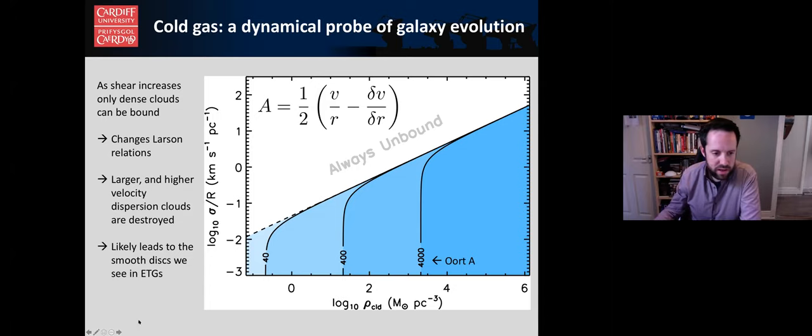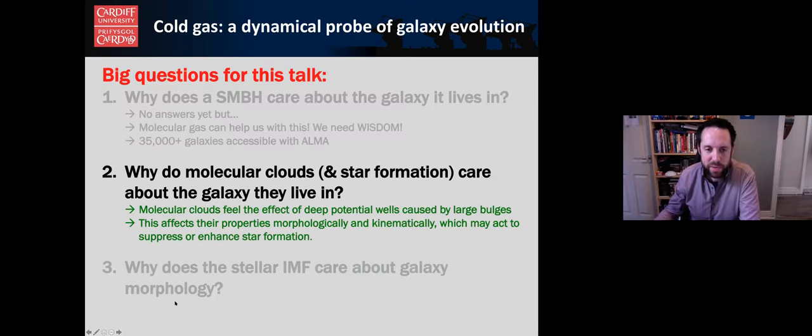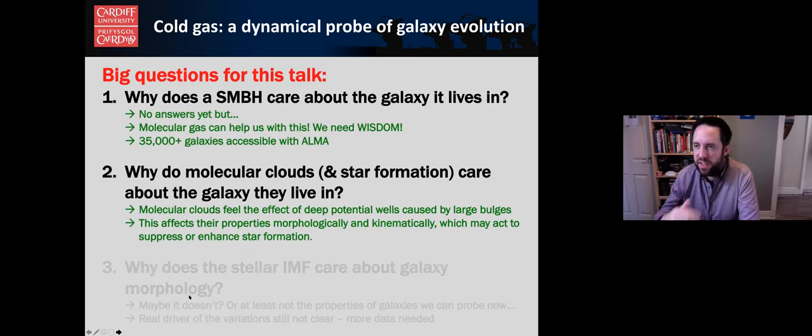So I think I've gone slightly over time, so I'll leave it there. My conclusions for you: molecular gas is a great way of measuring supermassive black hole masses. You can zoom in right around the black hole, really look at the Keplerian motion of that gas around the massive dark objects. And with AMR, we can really start to revolutionize this field.